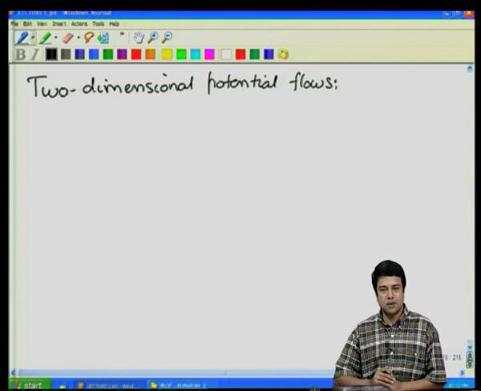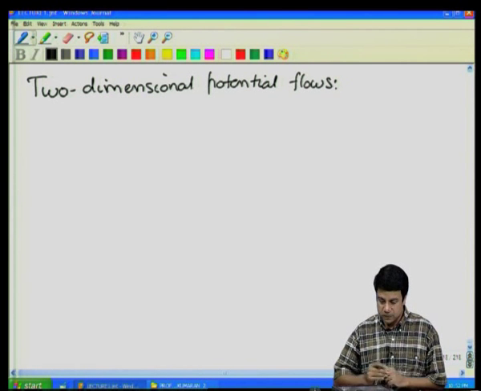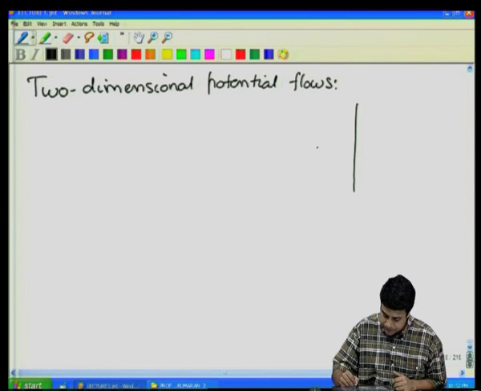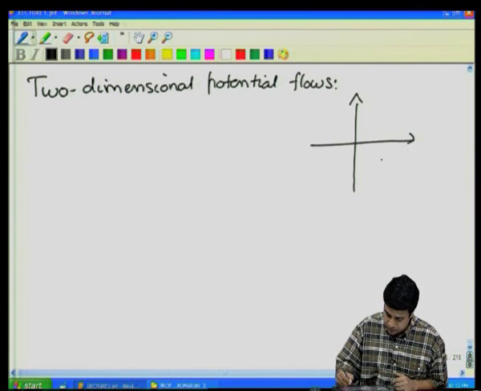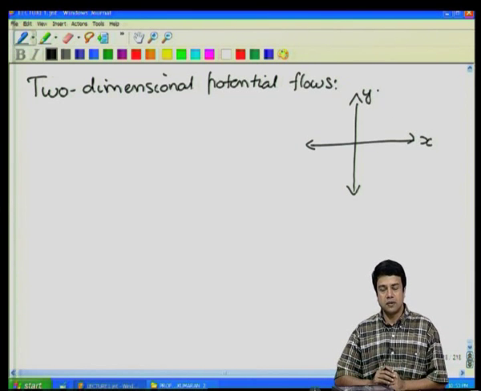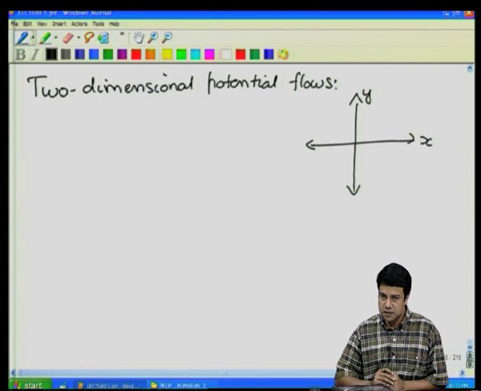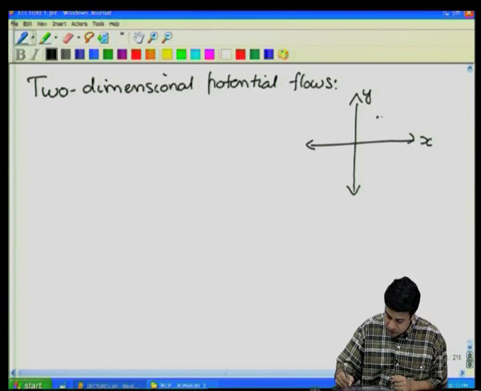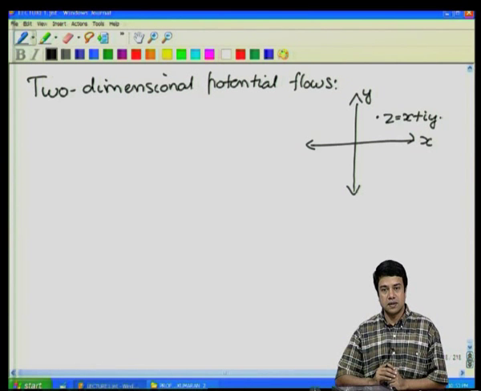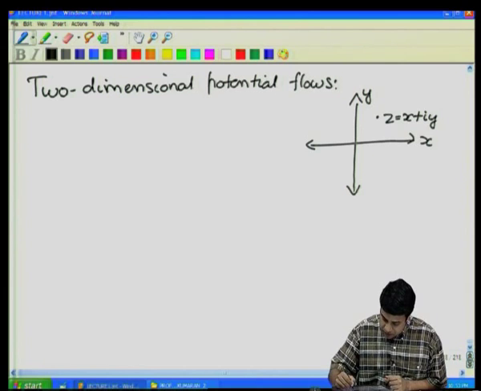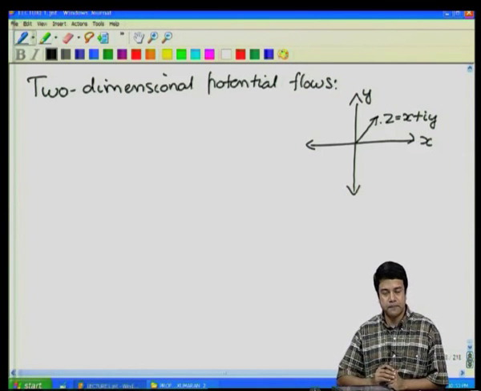So, the procedure that we were adopting was to analyze these in the complex plane, that is, we have a two-dimensional coordinate system x and y. Rather than look at the equations in this x y coordinate system, we consider the equations in the complex plane, where any position location is given by z equal to x plus i y, where z is the complex number. So, that is the location in the complex plane.